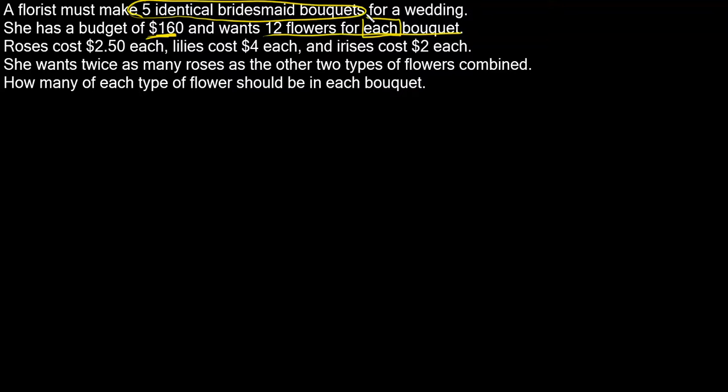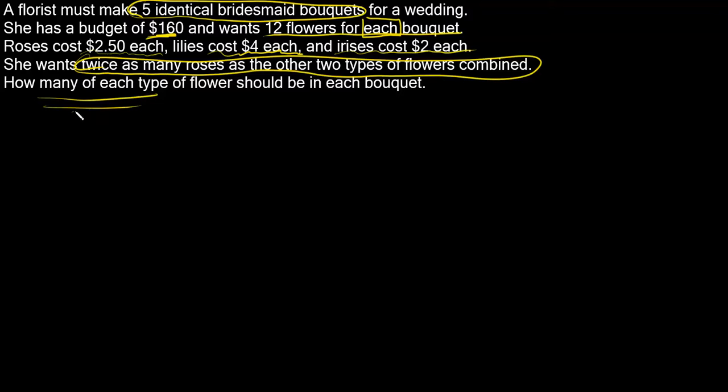Now, roses are $2.50 each, lilies are $4 each, and irises are $2 each. She wants twice as many roses as the other two types of flowers combined. So how many of each type should be in each bouquet?